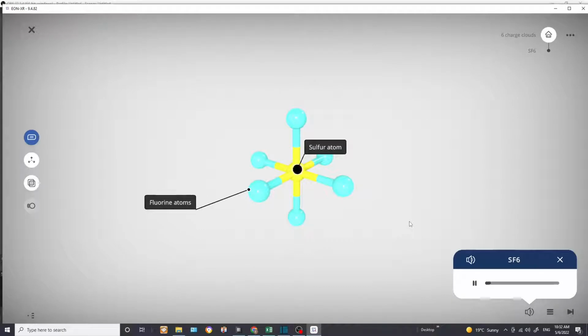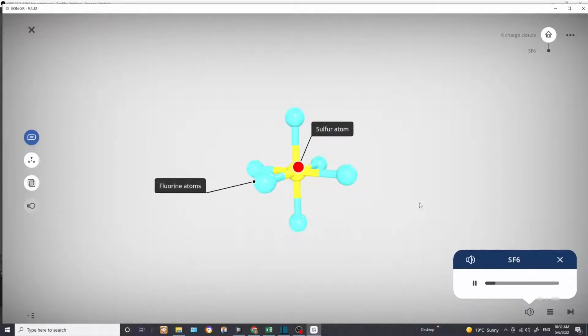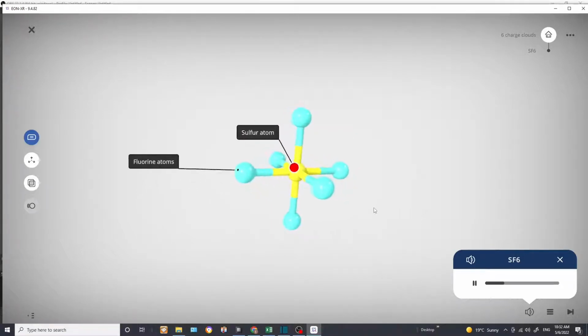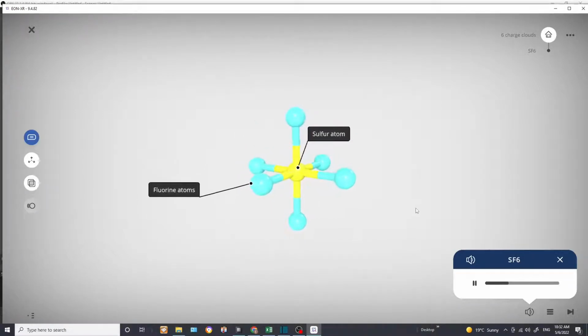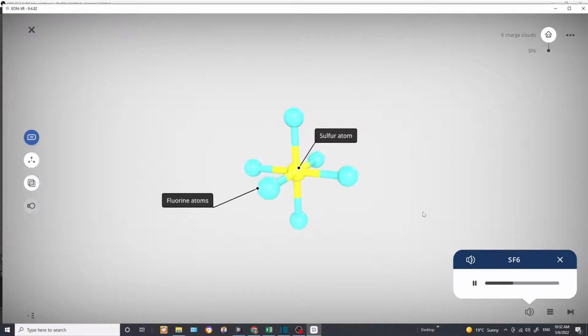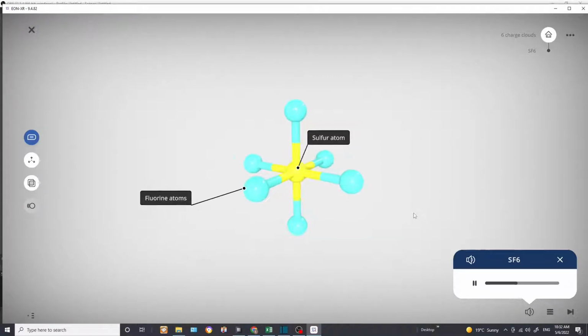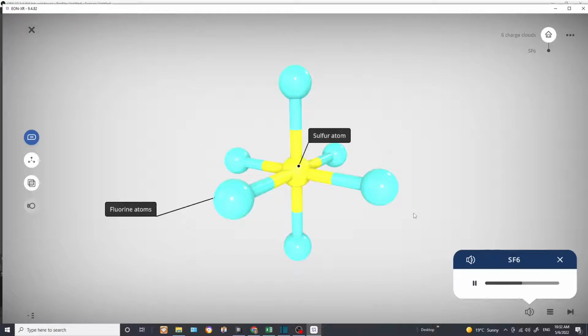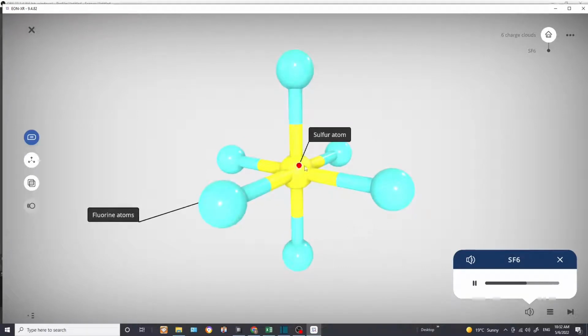In this molecule, we have the yellow sulfur in the middle with the 6 fluorine atoms surrounding it. In this molecule, we don't have any lone pairs, so we have a charge cloud of 6 when we count the number of bonds between the sulfur and the fluorine atoms. For this molecule, your electronic geometry and your molecular geometry is identical, which is octahedral.